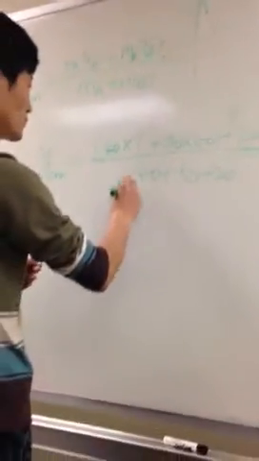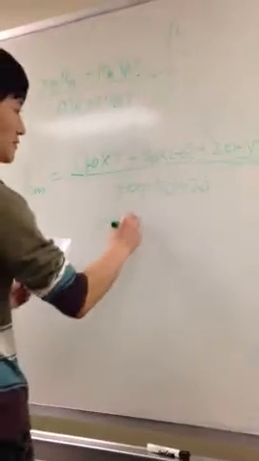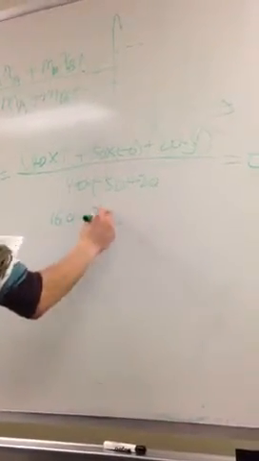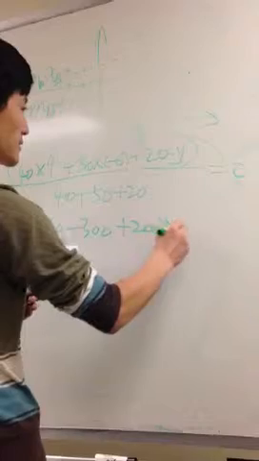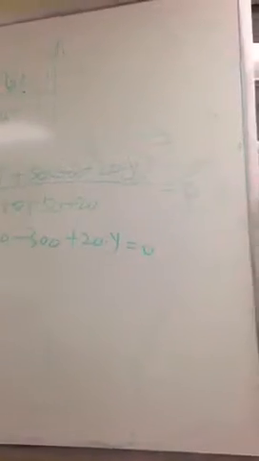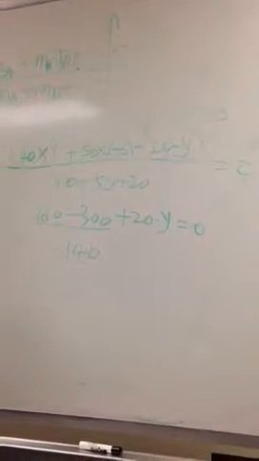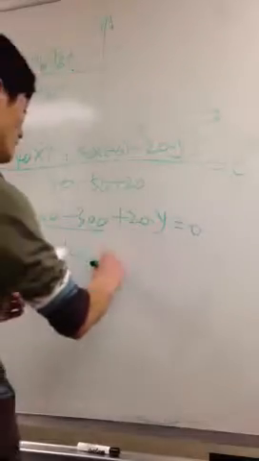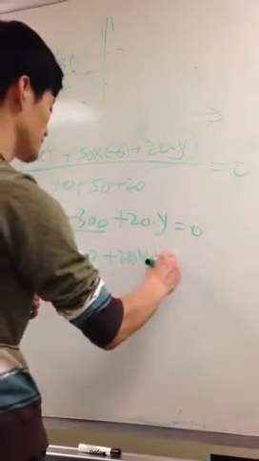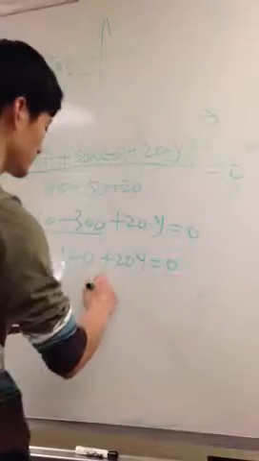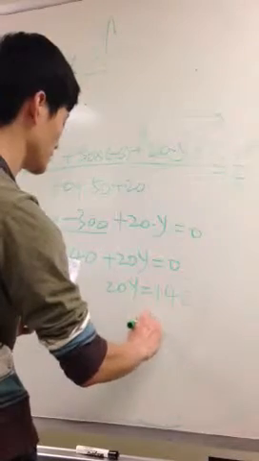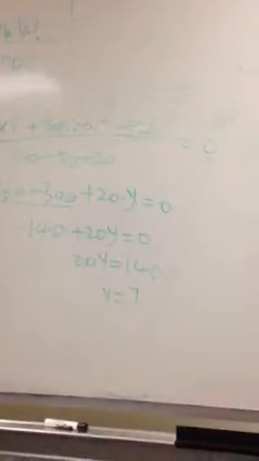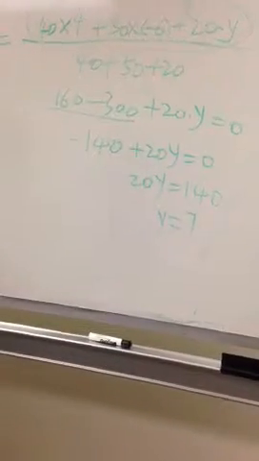And then it's 160 minus 300, 50 times 6, plus 20 times y. That is 0. And then that is negative 140, right? Plus 20y is equal to 0. Move this to the right. 20y equal to 140. And y equal to 7. Let's see. Yeah.